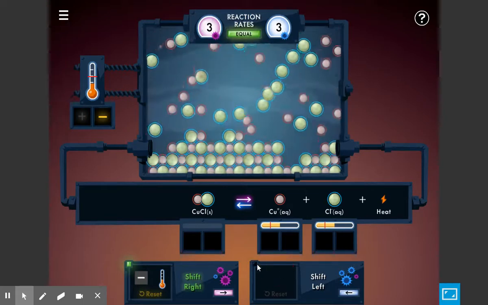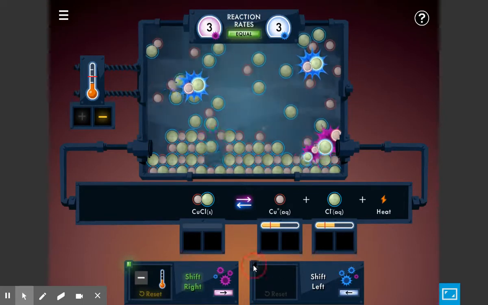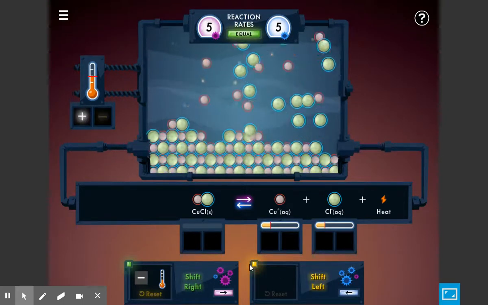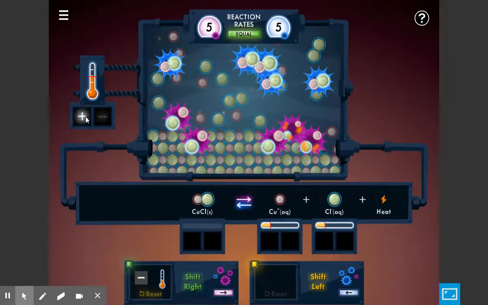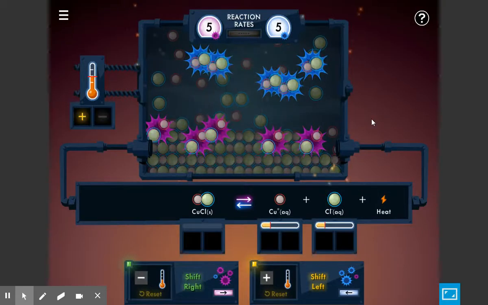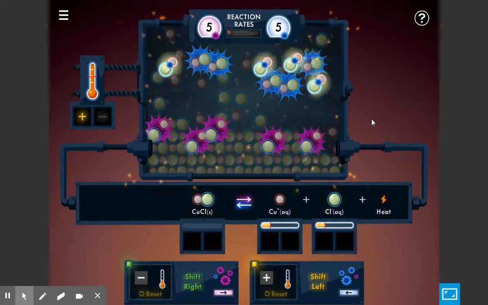If I am trying to shift towards the left, I need to add more heat. Adding heat will cause more successful collisions between Cu plus and Cl minus. This increases the reverse reaction rate, and it will create more CuCl solid.